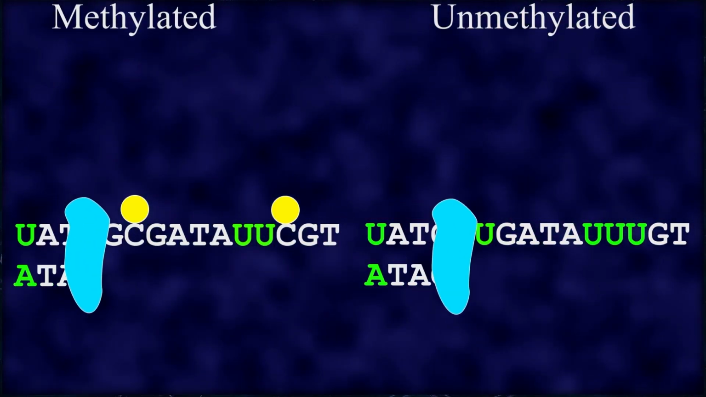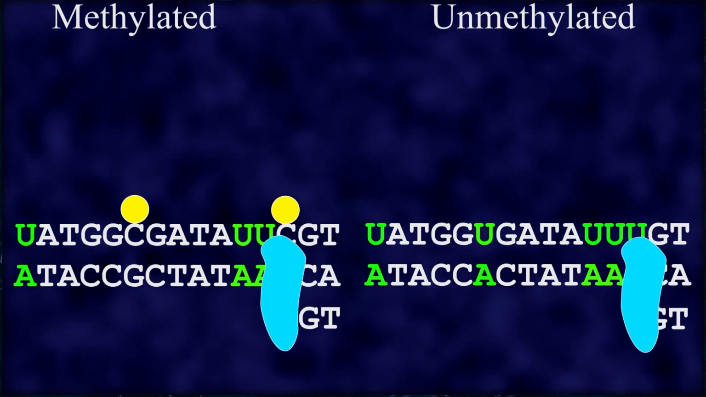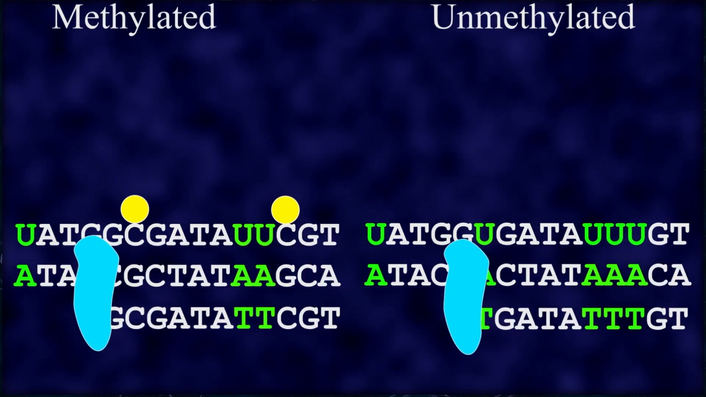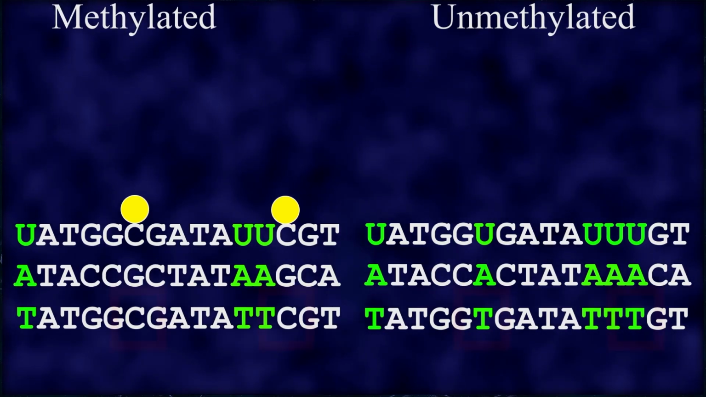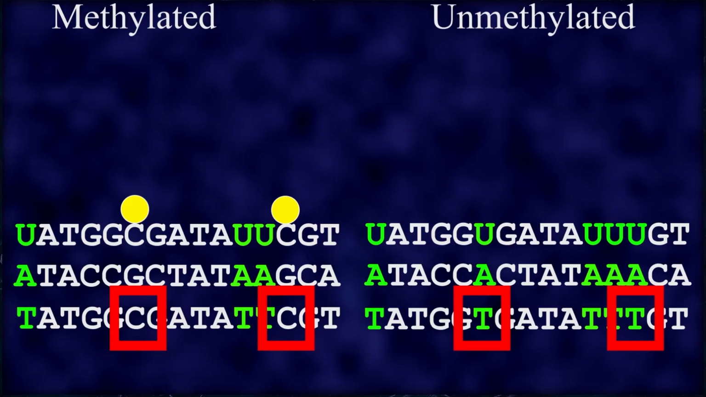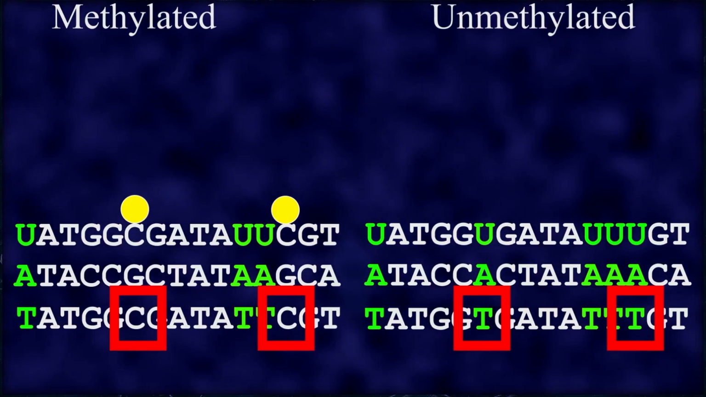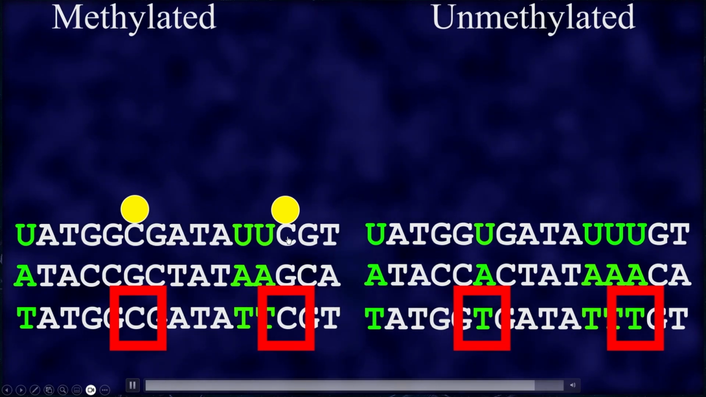Then we're going to do a couple rounds of strand synthesis. The U's become A's, the A's become T's. So then the final analysis, we actually do pyrosequencing and then look at whether these bases are C's or T's. If they are C's, then that means they were originally methylated and they were protected from that bisulfite conversion.